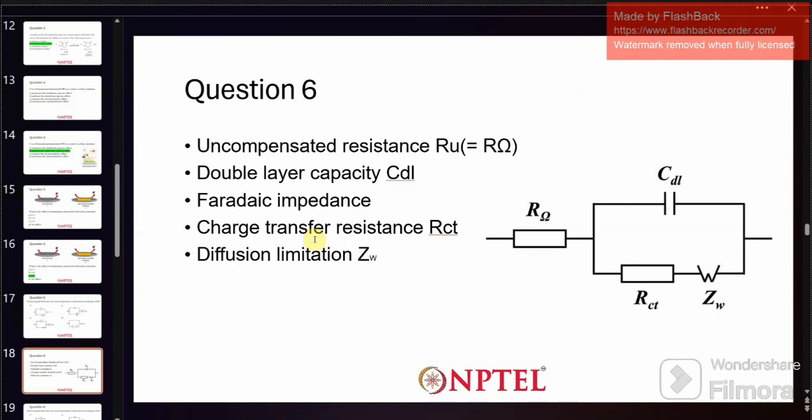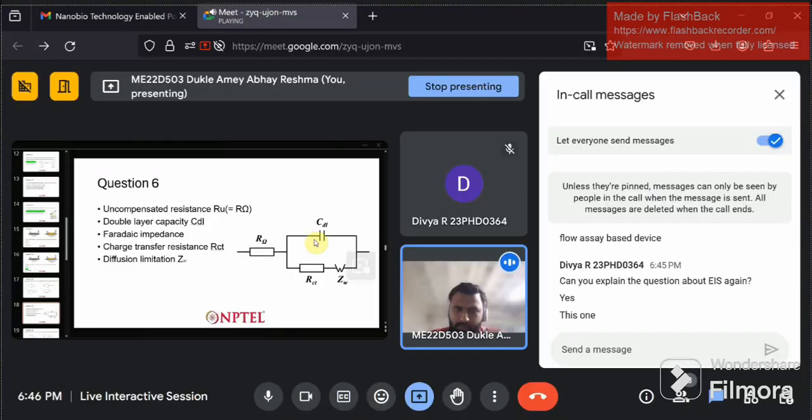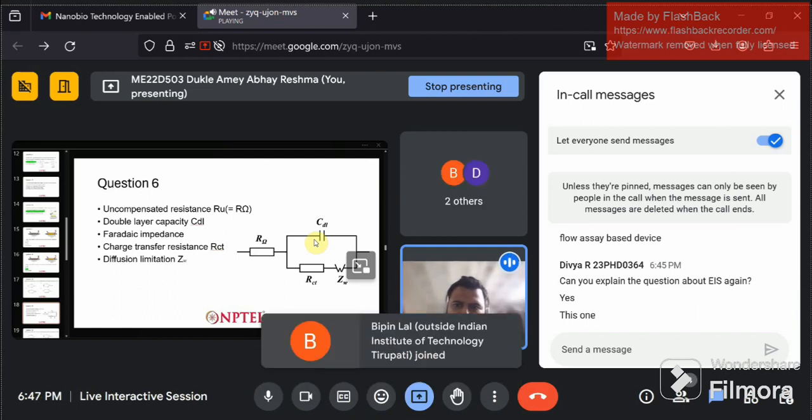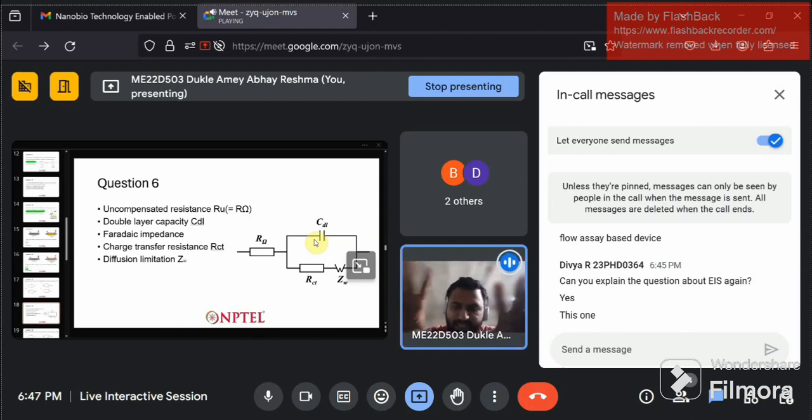So basically, this happens in an electrolyte. All the three electrodes are dipped in the electrolyte. Just ignore the reference electrode for now. Consider it as a two electrode system, just for the basics. It is not the case, but just understand that you have a working electrode and a counter electrode.